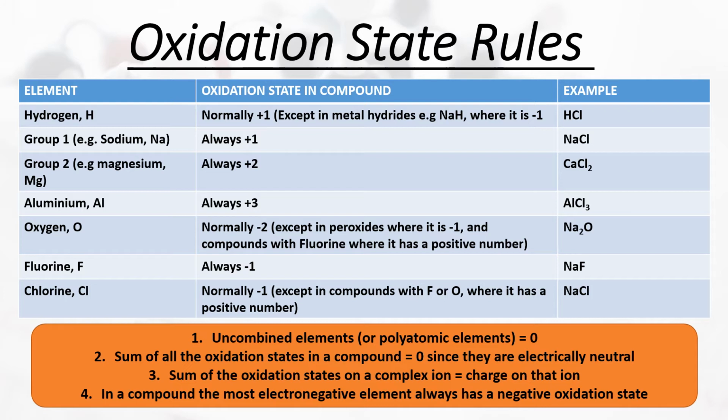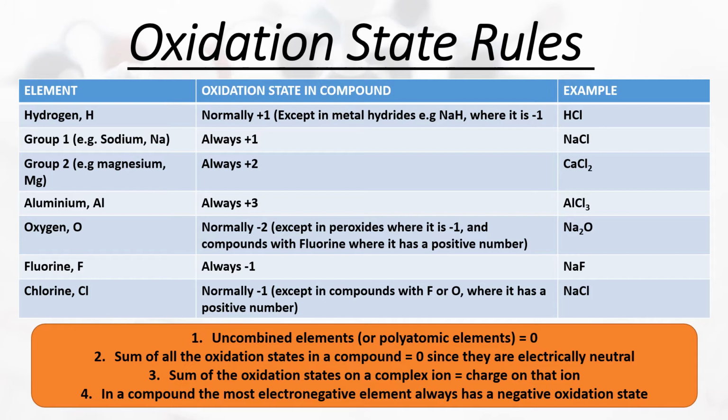If something is more electronegative, it's going to have the negative oxidation state. It's more likely to have gained electrons. It's more happy to have electrons and hold on to them. So for example, HCl: chlorine is more electronegative than hydrogen, and so our chlorine takes the oxidation state of -1, while our hydrogen takes the oxidation state of +1.